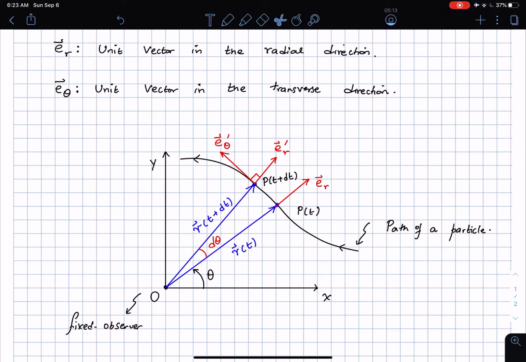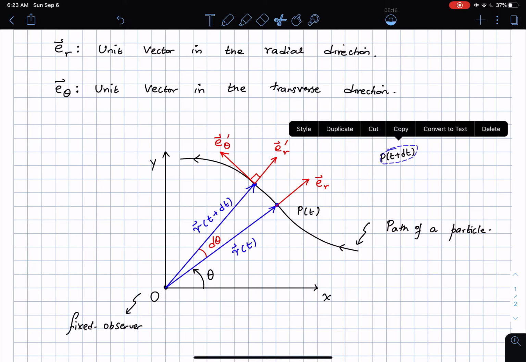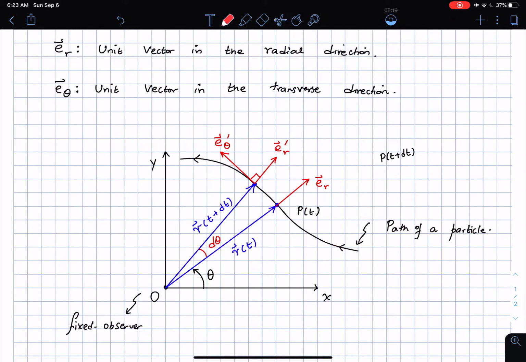I'm going to take this P of t plus dt, move that a little here, and then draw my transverse unit vector here. Sometimes these things get a little unwieldy to draw. So this is going to be E theta, and this is also at an angle of 90 degrees with respect to the E_r direction. Then I'll bring back my P of t plus dt and say that's where the particle is at that point in time, and here was P of t.